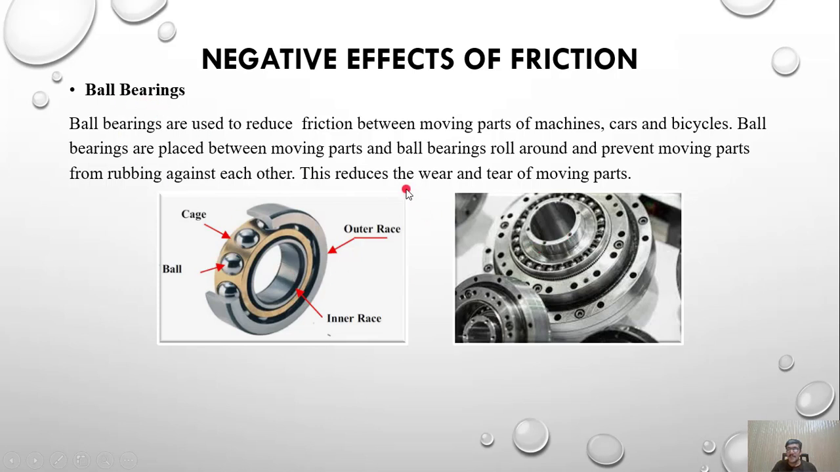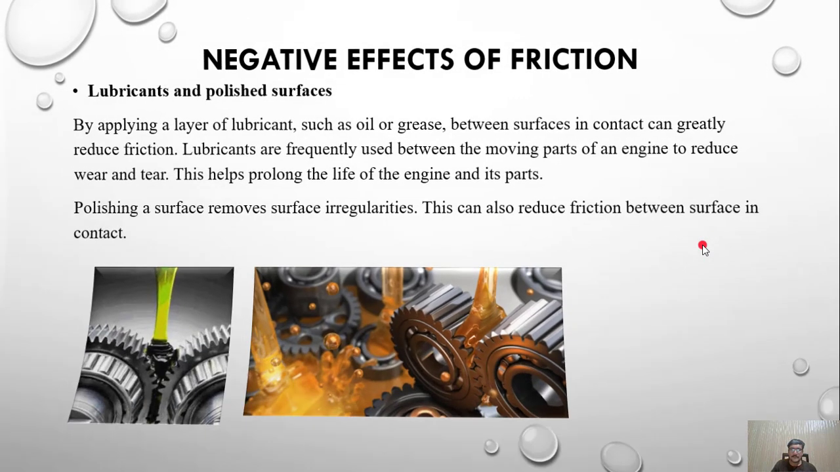So what happens in this case? This reduces the wear and tear of moving parts. If ball bearings are not here, this end and this end will slide against each other, and then there will be a lot of friction. So when bearings are used in moving parts, this negative effect or negative friction reduces.